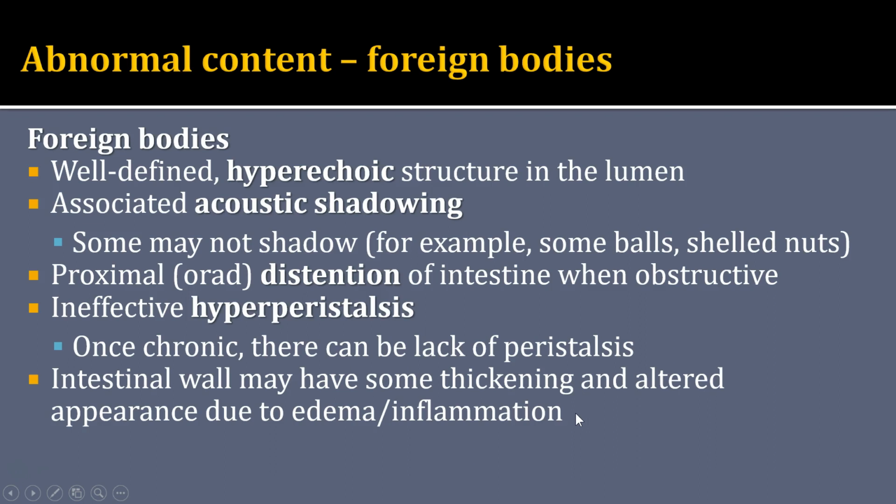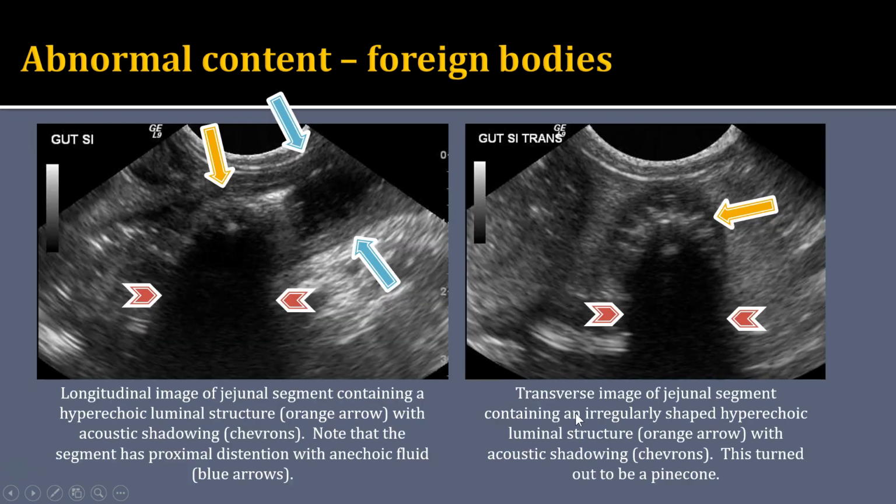And again, oftentimes acutely, you will actually find hypermotility or hyperperistalsis. As a foreign body has been sitting there more chronically, then they might actually start to have ileus or lack of peristalsis. Typically, the intestinal wall will be fairly normal, but if the foreign body has been sitting there for some time, we might have some thickening of the wall, and sometimes the wall appearance will be altered due to edema or inflammation. So here's an example of a foreign body within the jejunum of our patient.